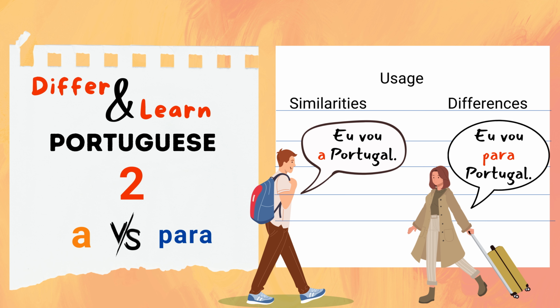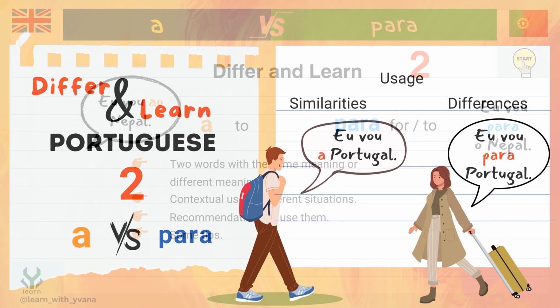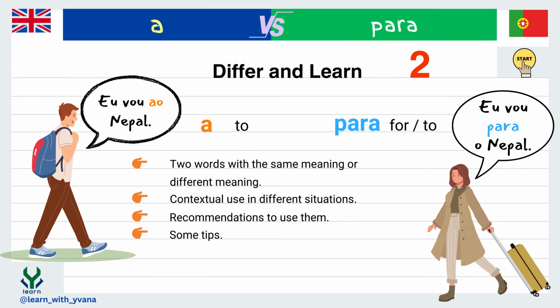How are you? This video is the second chapter of the series Differ and Learn. In this video, we will talk about two different prepositions, a and para. A and para both translate to "to" in English, and para additionally translates to "for" also. We will identify the similarities and differences, contextual use, recommendations for using these two prepositions in different contexts, and some tips and tricks for using these two prepositions.